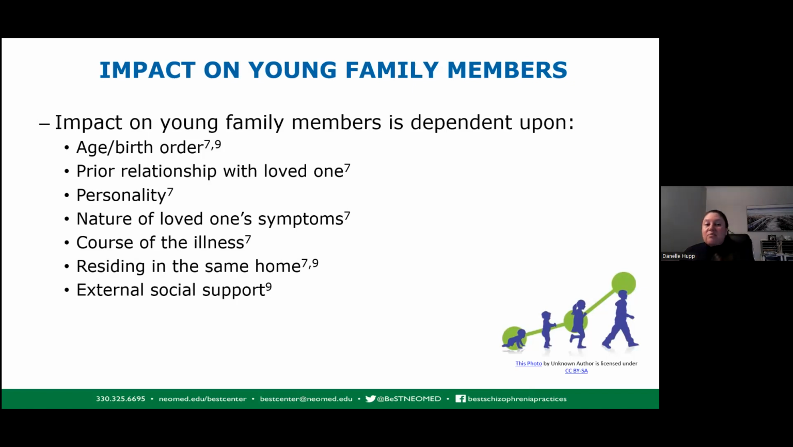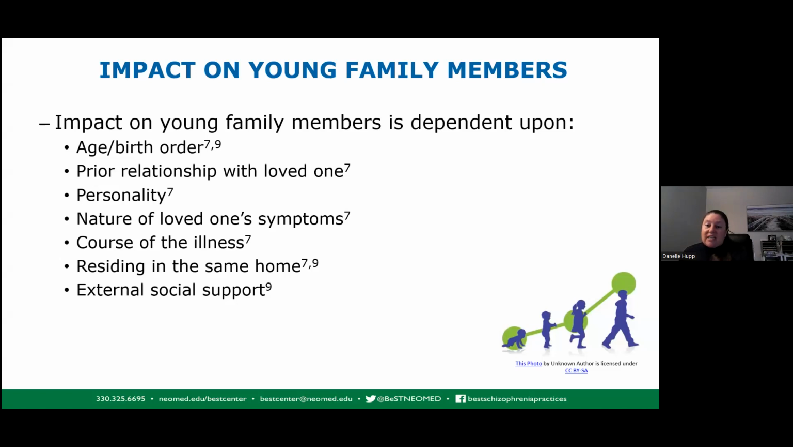Consider the young person's personality, temperament, and level of resilience, the nature of the loved one's symptoms, and their course of illness. Are they an individual who has had a number of hospitalizations? Are they an individual who has had police called to the home? All of those kinds of things.